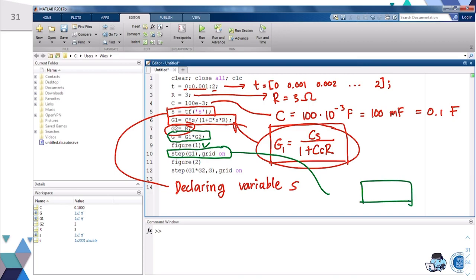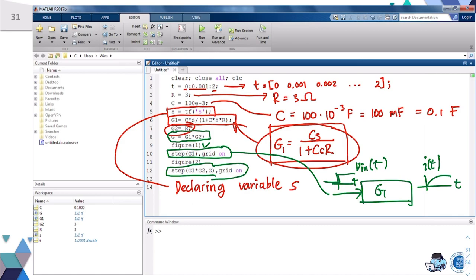This is G1, this is the step function, and this one is the response. This one is Vin(t), and this one is I(t) against time. Okay, meanwhile, this one is the step for G1, G2, and G.